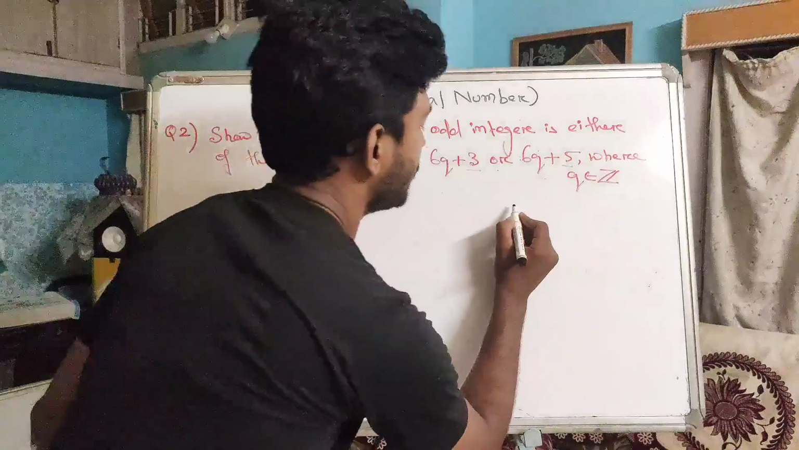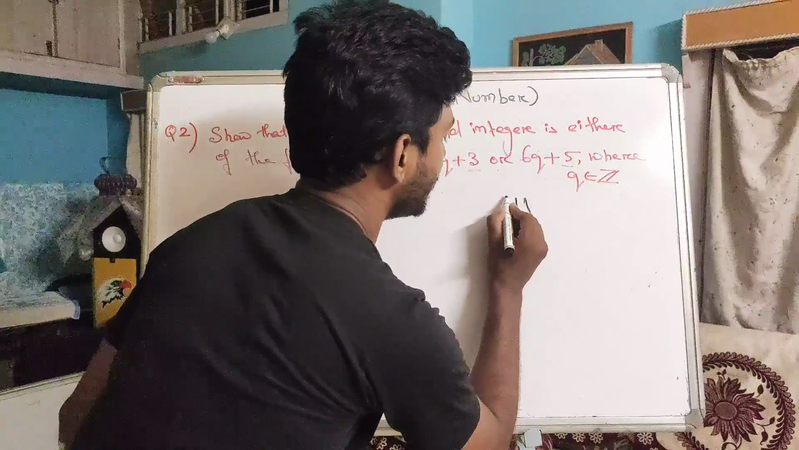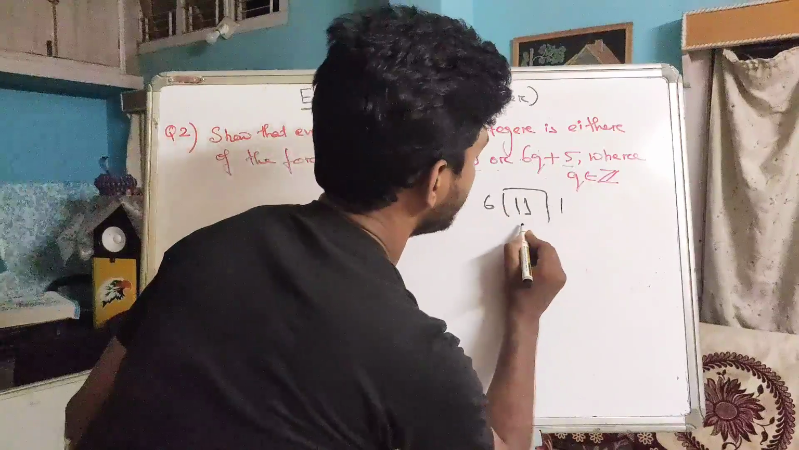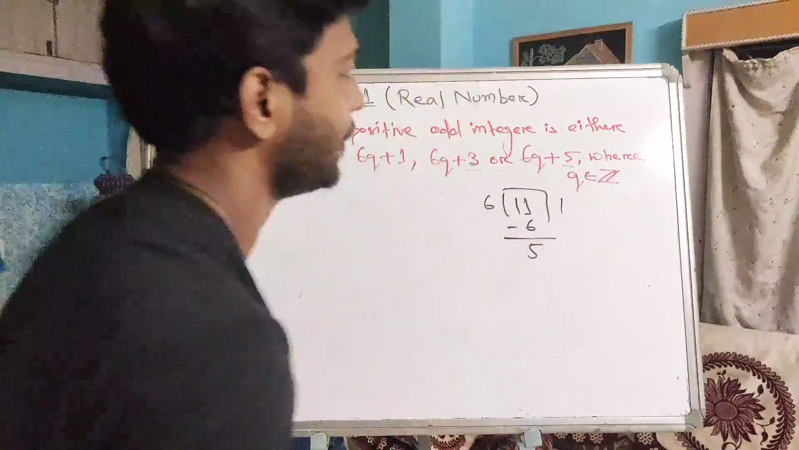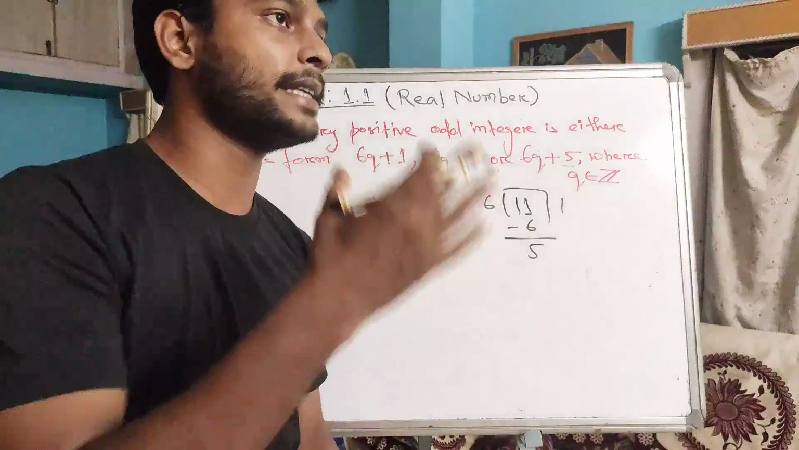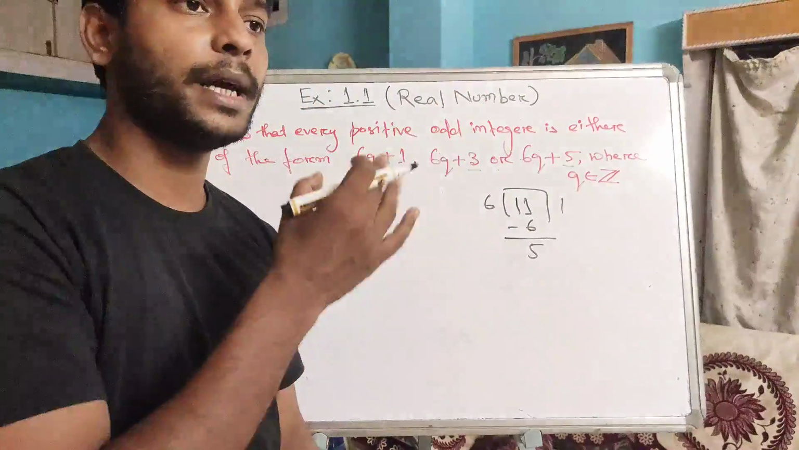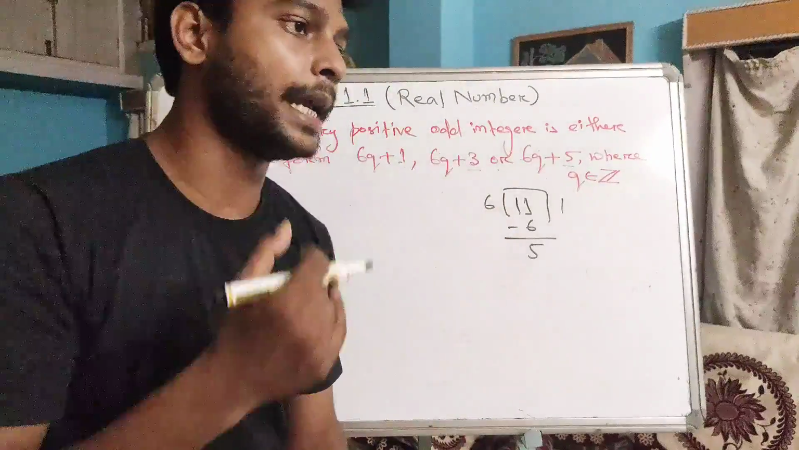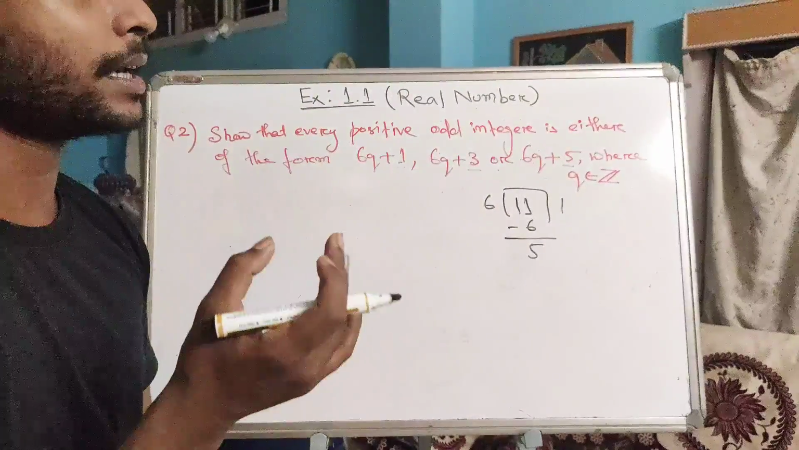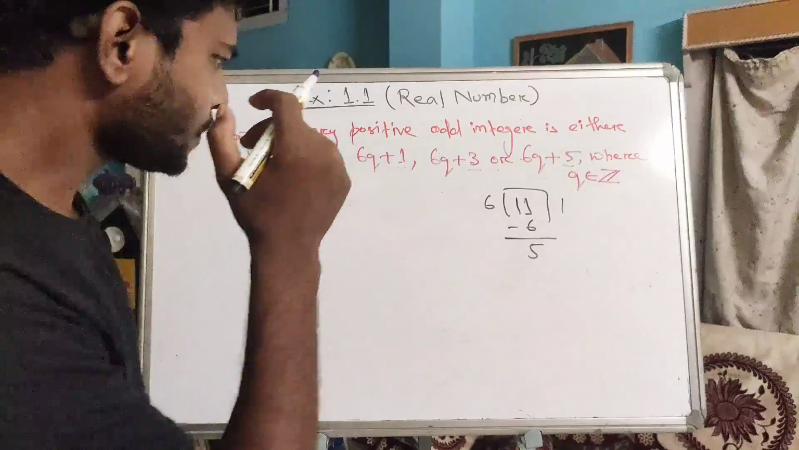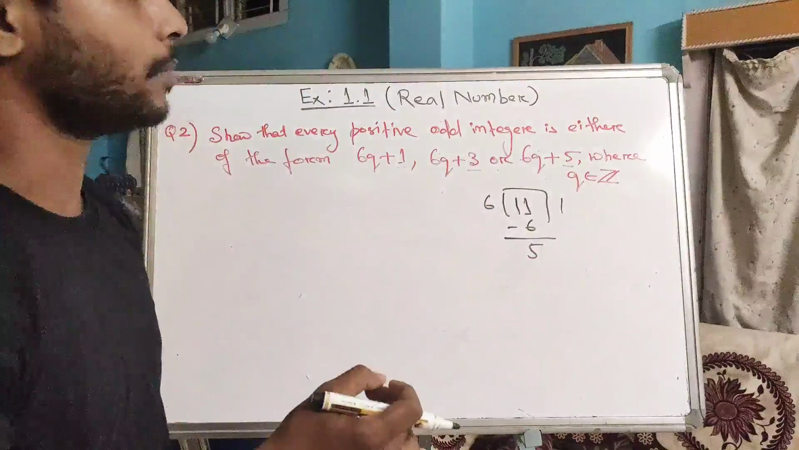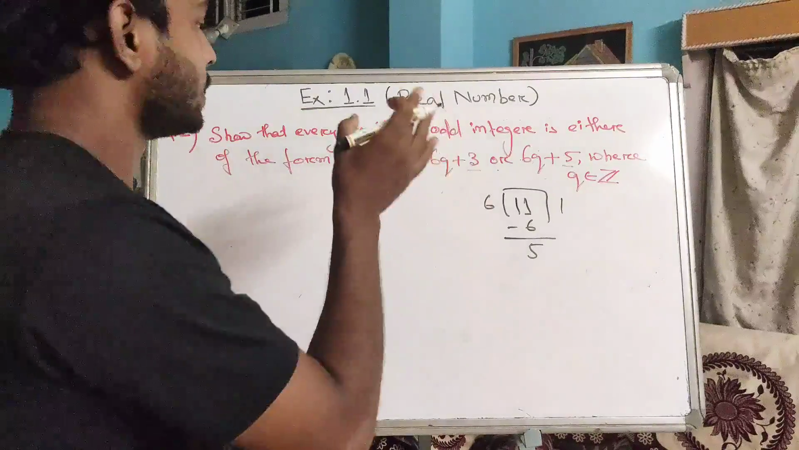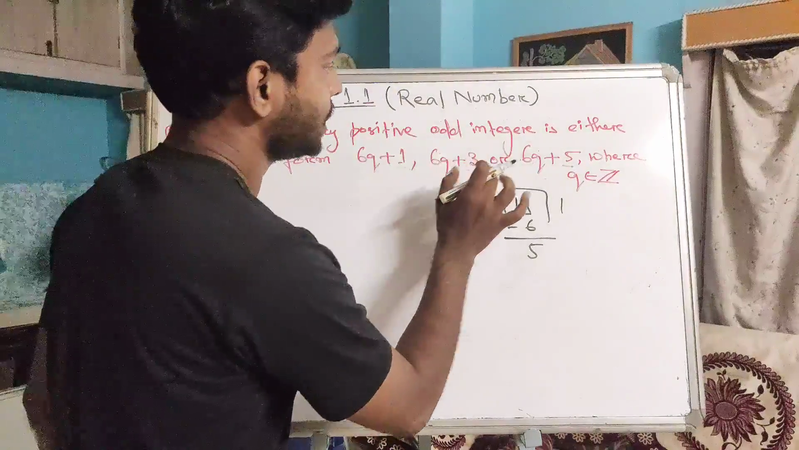Okay, so let's imagine some odd integer. Let's say 11. When we divide 11 by 6, what is the remainder? 6 goes into 11 one time, and the remainder is 5. You can take any odd number, let's say 7. When we divide 7 by 6, the remainder is 1. You can take 9. When we divide 9 by 6, the remainder is 3. So if we divide any odd integer by 6, the remainder is either 1, 3 or 5.